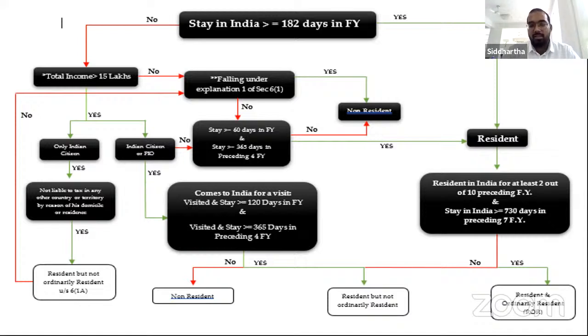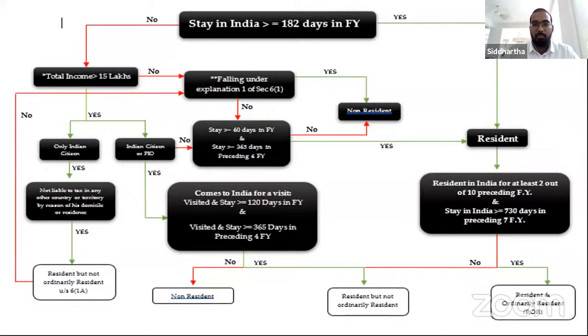The second criterion is that out of the 7 preceding financial years, if your stay in India is for more than 730 days, then the second criterion will also be satisfied. If both criteria are satisfied, you are a resident and ordinary resident in India. Otherwise, you become a non-ordinary resident.